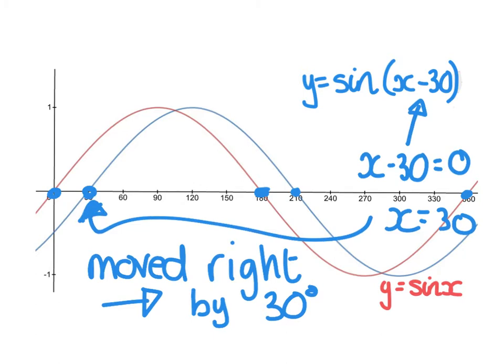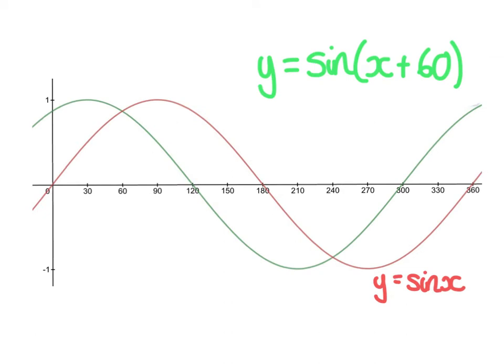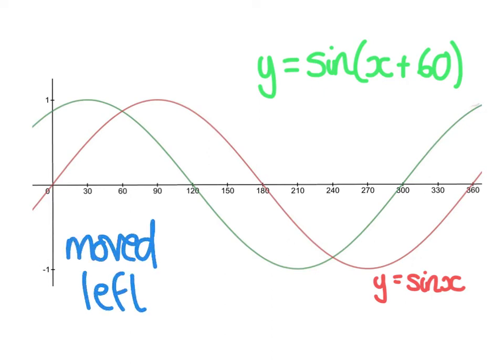Let's have a look at another one. Again, I've got the red graph as your y equals sin x. The second graph is sin(x plus 60). Now the green one, can you all see that the green one has moved left this time? Okay, so it's moved left. So it's moved into the negative direction. If you're plotting coordinates, you're going to the negative direction and it's got a plus in the bracket up here. So if it moves left and goes negative, you put a plus in the bracket.